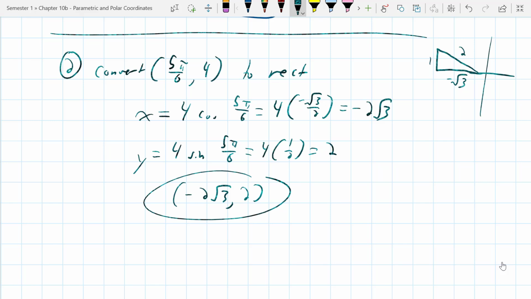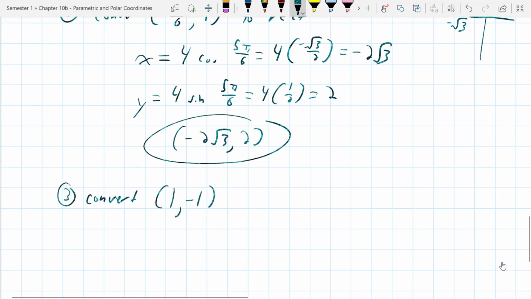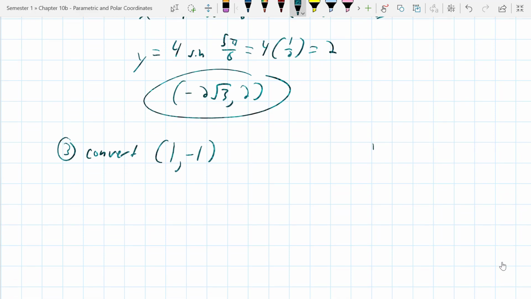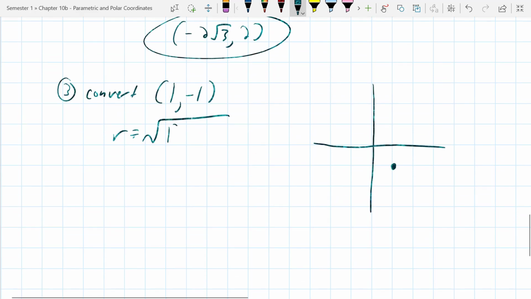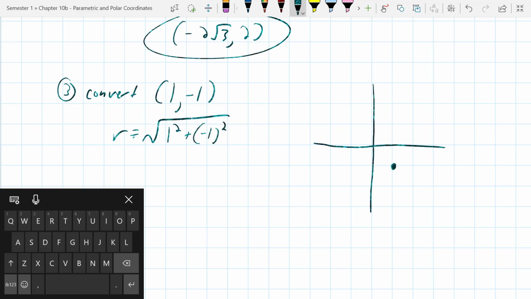Next step, to convert to polar. Let's take a basic ordered pair, 1, negative 1. You can graph it and see it's right here in quadrant 4. If I want to convert that to polar, I know that r is equal to the square root of x squared plus y squared, so 1 squared plus negative 1 squared, which is root 2.